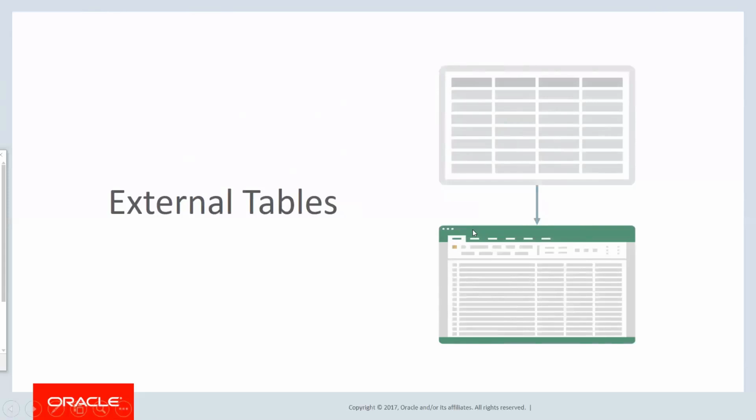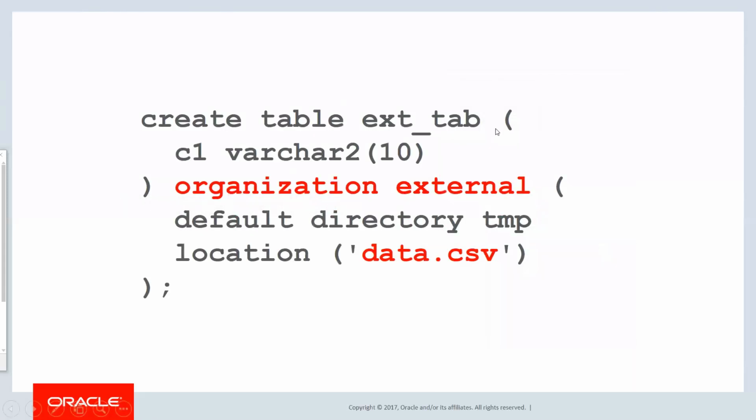So you've got a lot more power to do things with an external table than you do with SQL Loader, particularly if you want to load half the data into this table and the other half into that table. It's much easier to do that using external tables. And you can do this by creating a table like this. So we have the organization external, which tells us that it points to one of these CSV files, and we tell it where that file is, so data.csv.